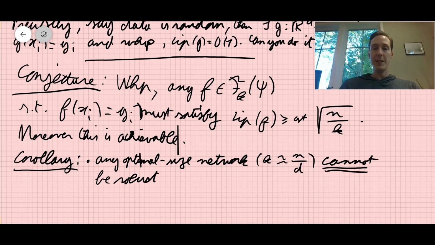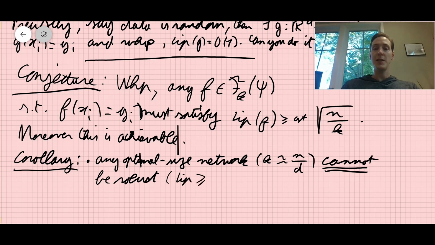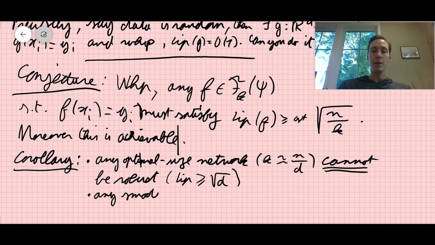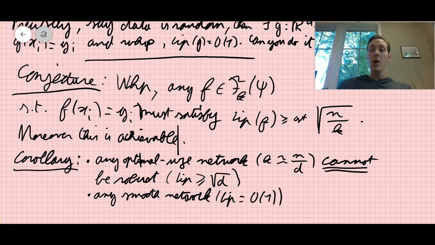And what do we mean exactly? Well, the conjecture says that the Lipschitz constant has to be, in that case, at least square root of d. So the Lipschitz constant has to grow with the dimension. On the other hand, any smooth network, meaning that the Lipschitz constant is of order 1, must be very large.